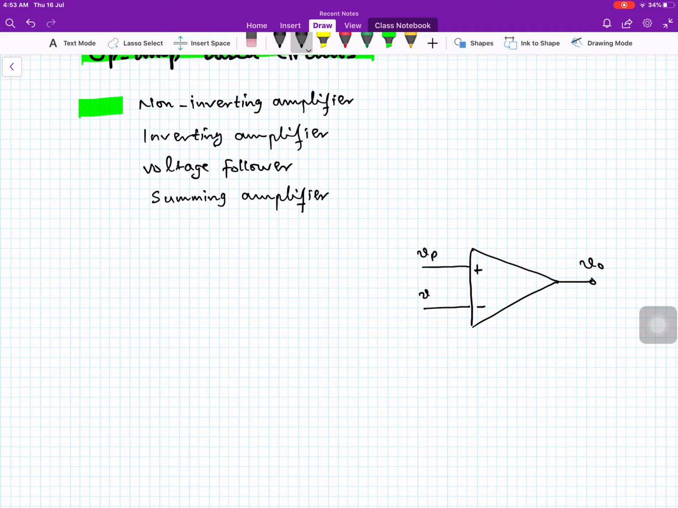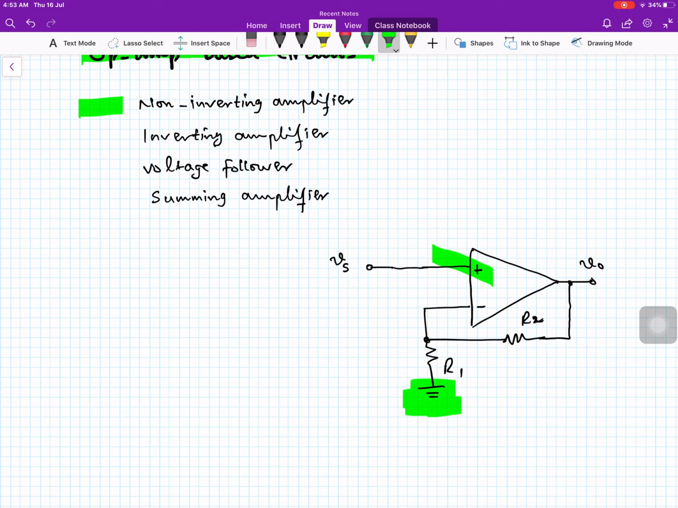This is Vp, this is Vn, and we have a resistance R1 and another resistance R2, and we use an input signal Vs over here. Later we will not use these labels Vp and Vn. It is understood that the voltage at this input with respect to this ground is Vp, and the voltage at this input with respect to this ground is Vn. Because we know it, we will not use these labels.